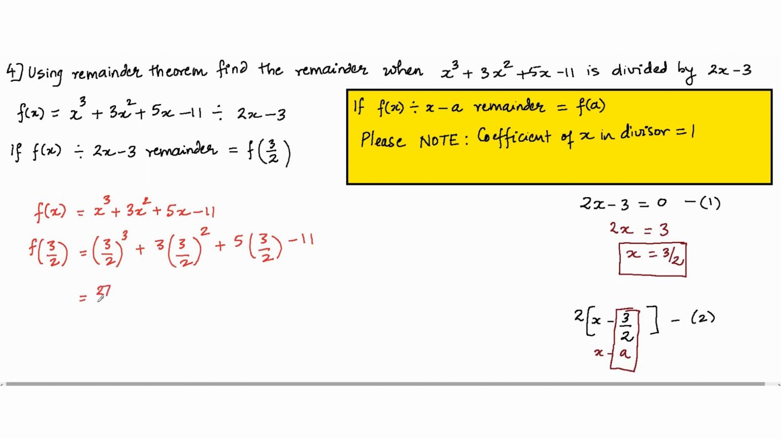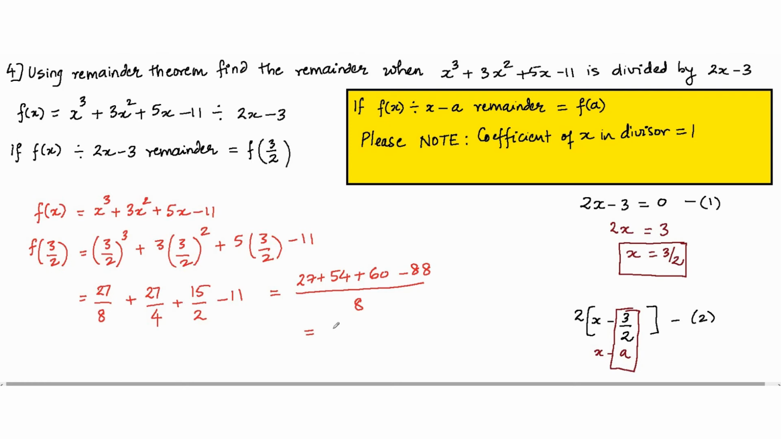3 cube is 27, 2 cube is 8, so this is 27 by 8, plus 3 square is 9, 9 3s are 27 again, and 2 square is 4, plus 15 by 2 minus 11. So now I can take the LCM in this particular problem. The LCM is 8. So this remains 27. The second term has a denominator of 4 that gets multiplied by 2. So I get plus 54. Then this 2 is getting multiplied by 4. So 15 multiplied by 4 is 60. Minus 11 8s are 88.